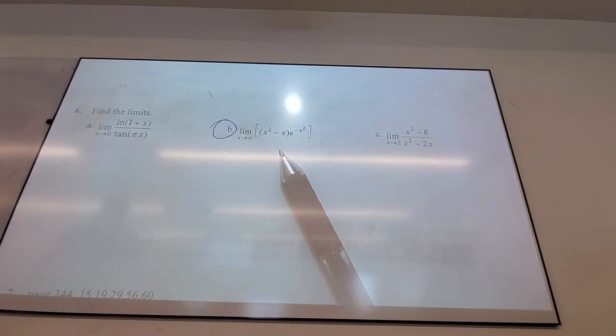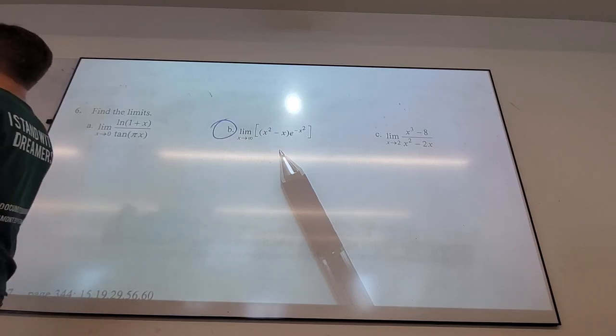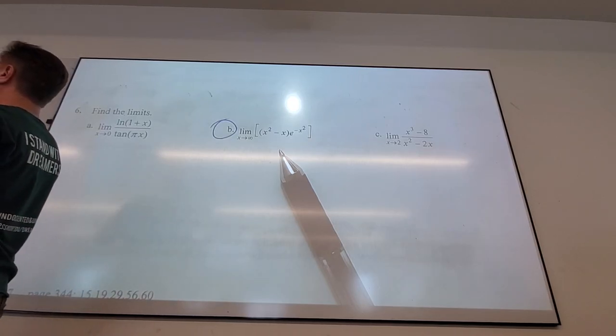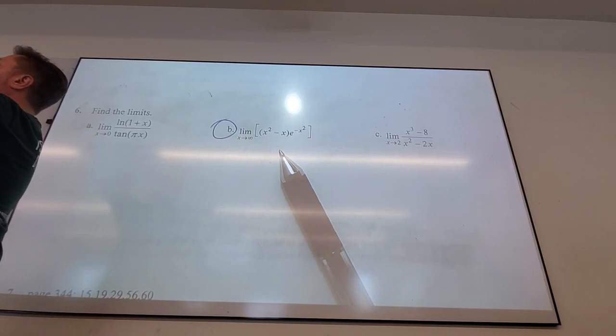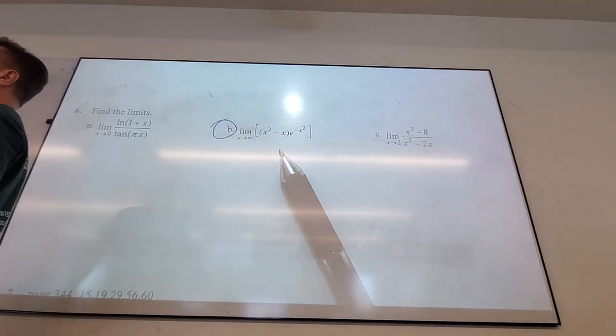2 times 2. Well, I mean, what's the answer? 4. Yes, because it's 2 divided by really big.